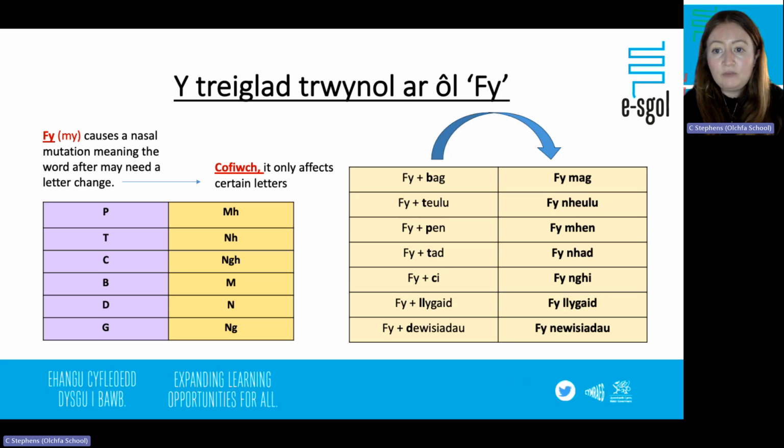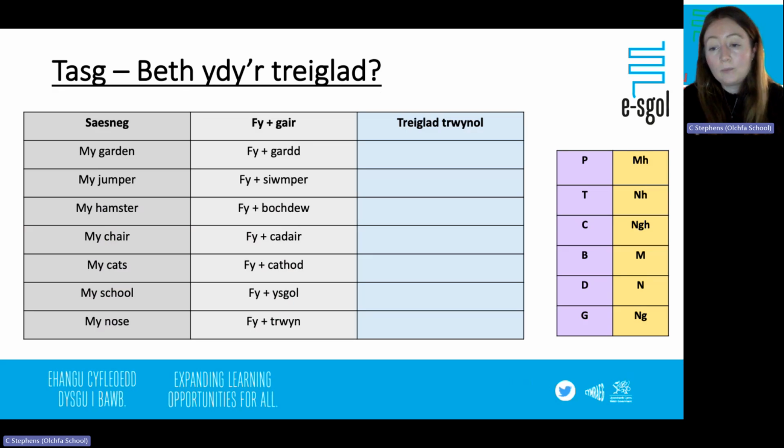So that is an example of how we would say my family, my father, my dog, for example. Okay, so fy meaning my causes a treiglad trwynol. Okay, so let's practice then. Okay, my task ar y screen. There's a task on the screen.